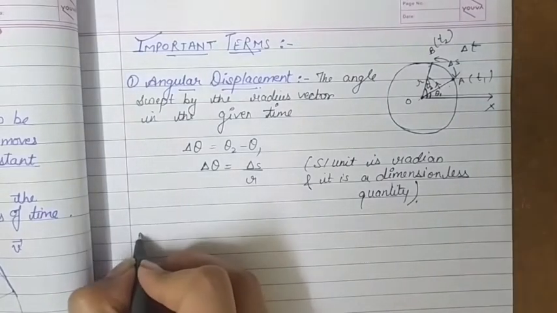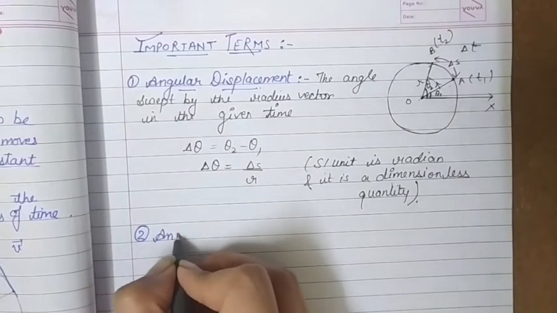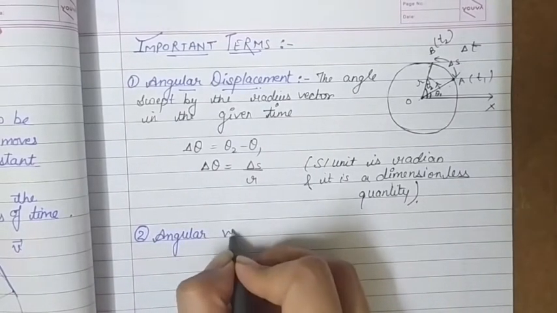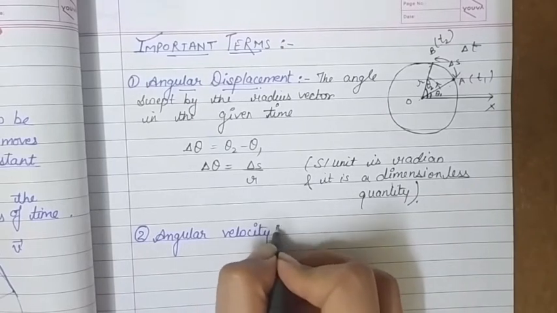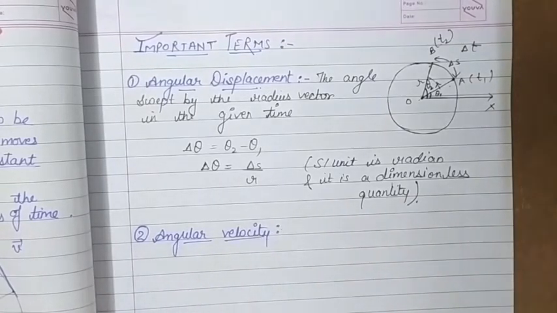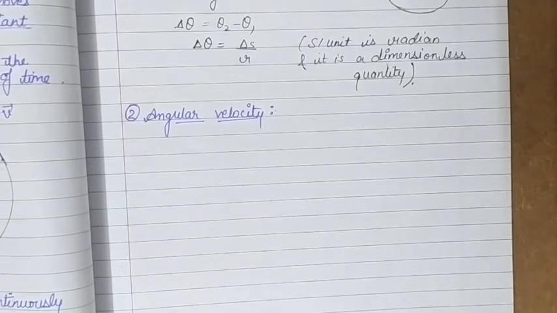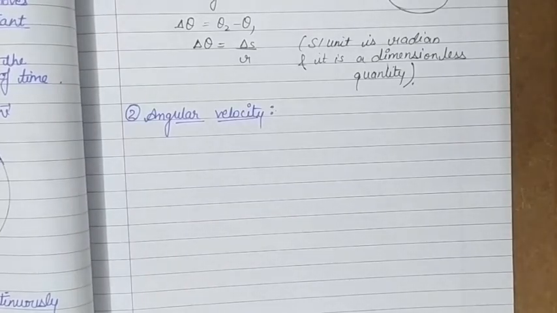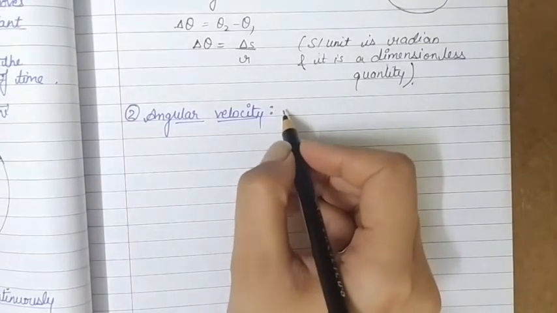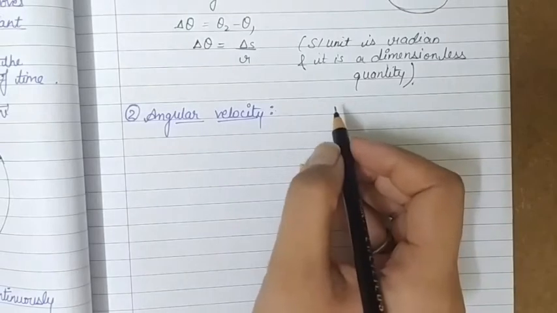Second term after this that we have to study is angular velocity. When we study linear motion, in that case velocity is equal to displacement upon time. That means the rate of change of displacement of a particle gives us its velocity. Similarly in the case of circular motion, the only change is instead of displacement it will be angular displacement. So angular velocity gives us the rate of change of angular displacement of a particle.